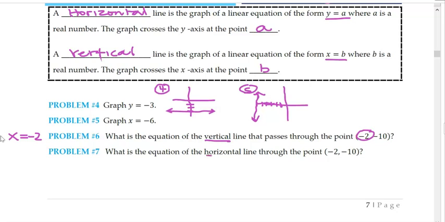And similarly, right, the equation for a horizontal line through that same point, this time we're looking at the y coordinate, which is -10. And so our equation of this line is y equals -10.